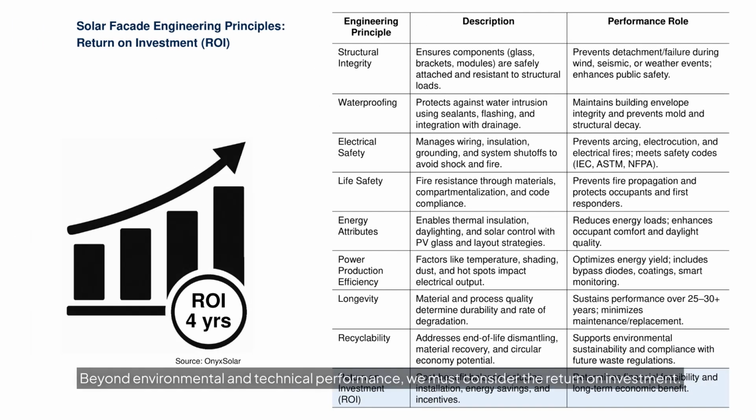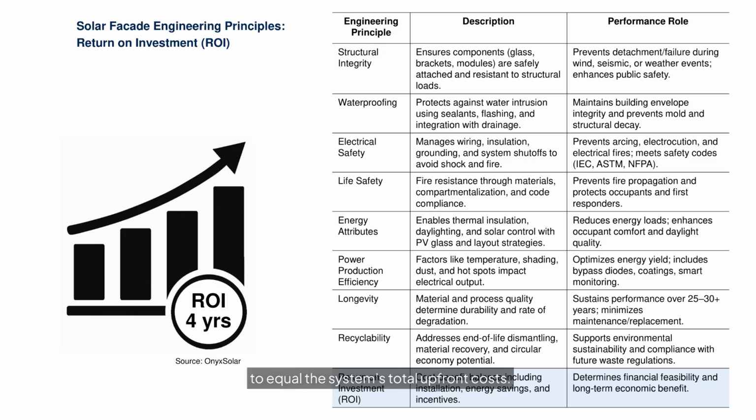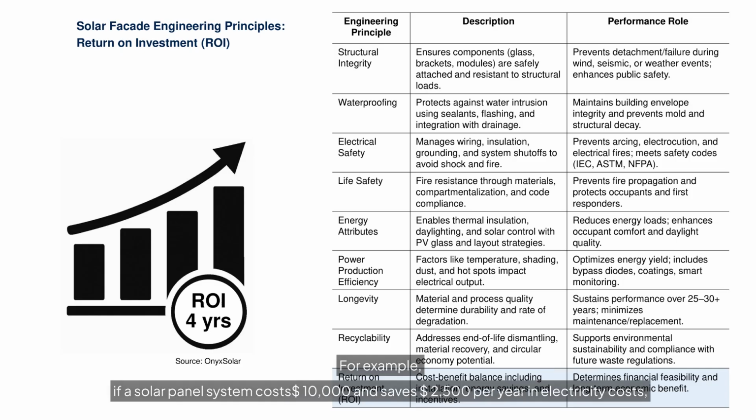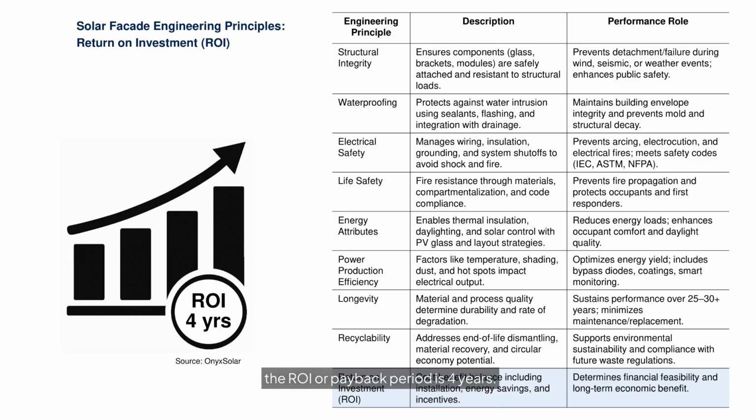Beyond environmental and technical performance, we must consider the return on investment. A shorter ROI is another way to encourage widespread adoption. It means how many years it takes for energy savings and financial incentives to equal the system's total upfront costs. One primary contributor to shortening the ROI is greater energy cost savings, with a higher conversion efficiency that can offset the upfront cost. Some claim their solar panels have an ROI of 4 years. For example, if a solar panel system costs $10,000 and saves $2,500 per year in electricity costs, the ROI or payback period is 4 years.